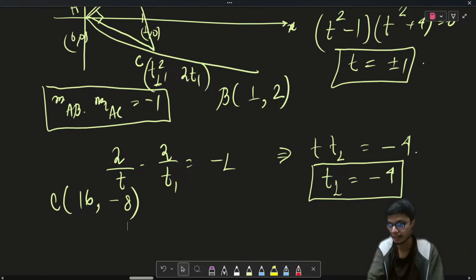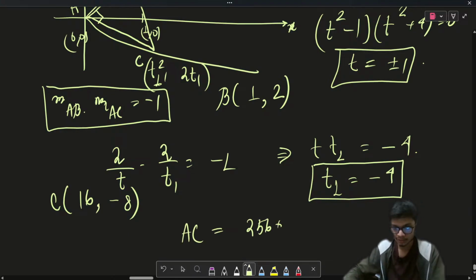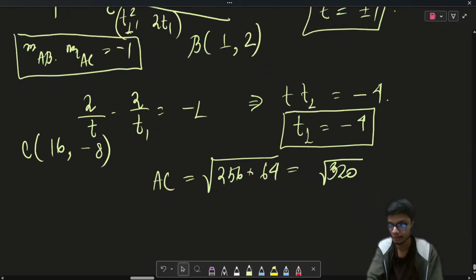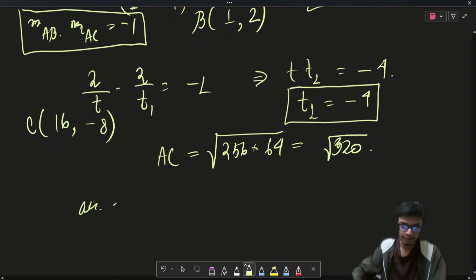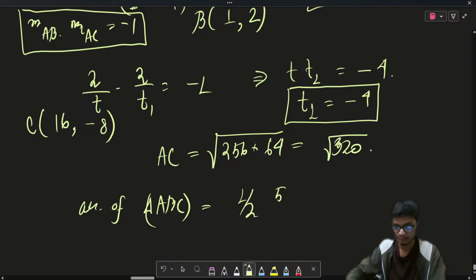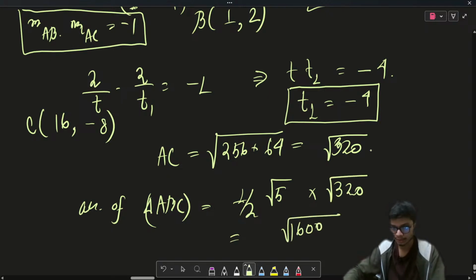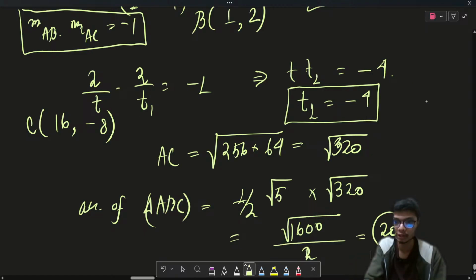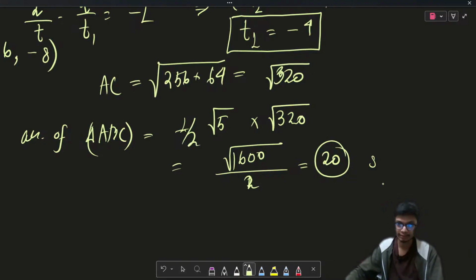In this case, we will also obtain the length of the side AC, which is going to be the square root of 256 plus 64, just simply using the distance formula, and we obtain root under 320. Therefore the area of this triangle ABC can be easily obtained as half times base into perpendicular, since it's a right angle triangle. This product is going to be 40 divided by 2, which is equal to 20. So 20 square units is going to be the correct answer.